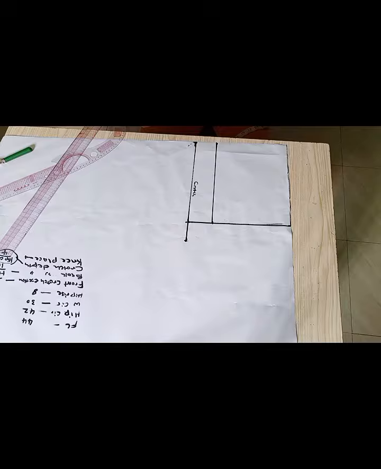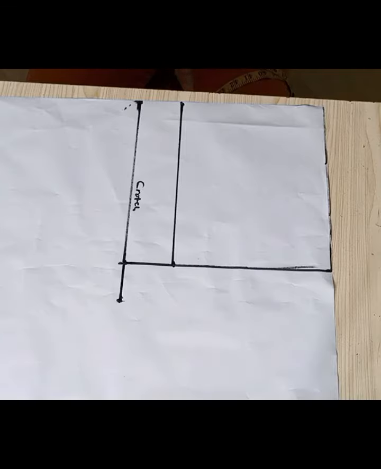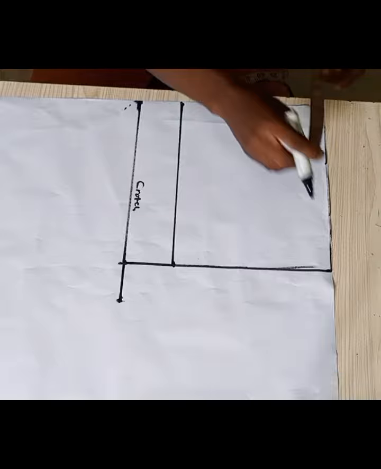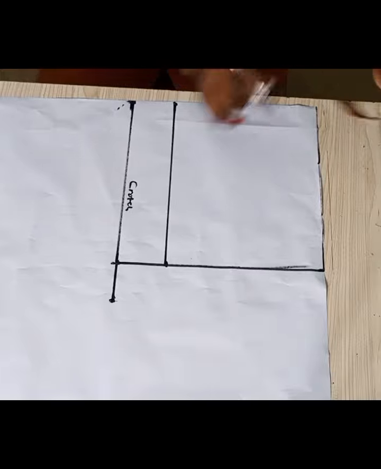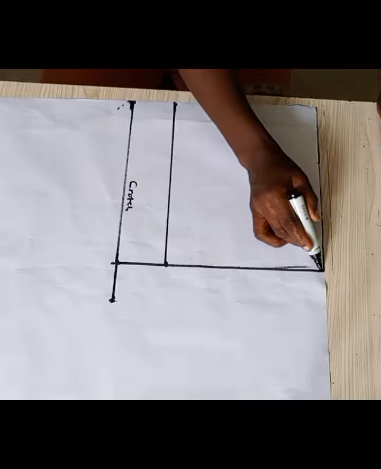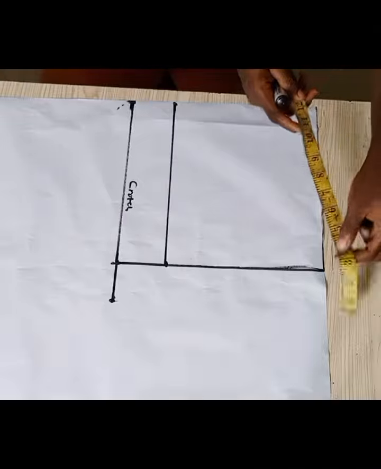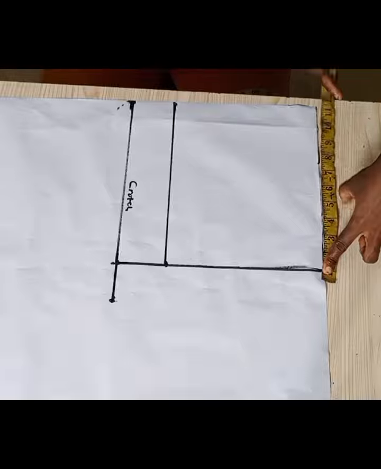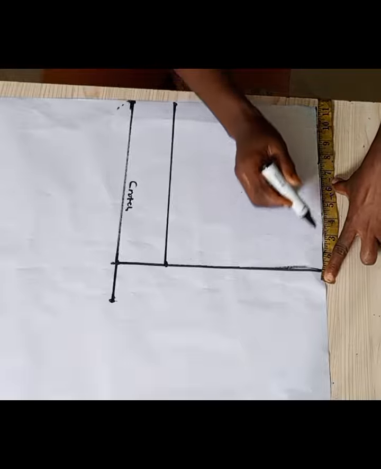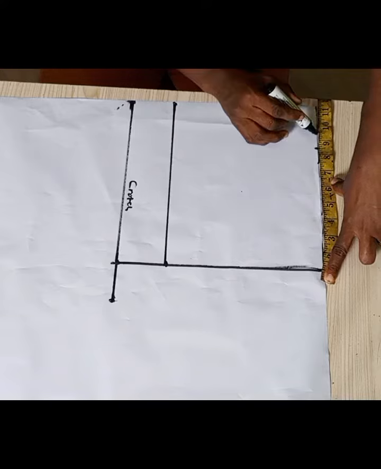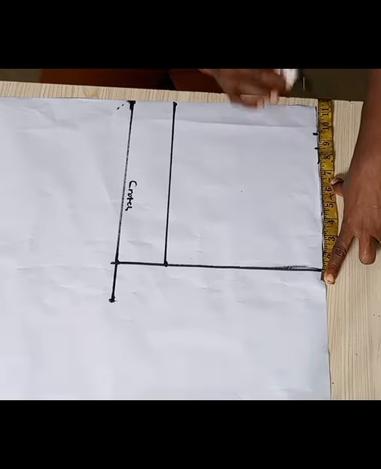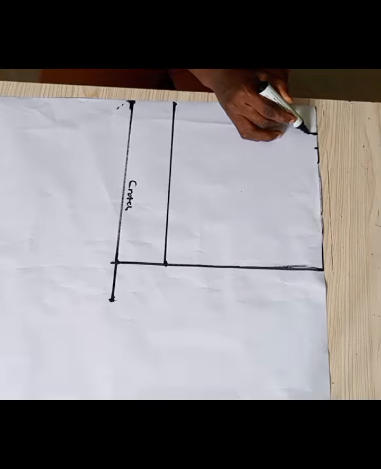Now we want to insert our waist circumference measurement. Waist circumference is 30. 30 divided by 4 is 7.5, right? So we'll be inserting that measurement from this line. You mark 7.5 backwards from this line. Okay, 7.5 brings us here. However, we'll be adding 1 inch dart intake. So you are marking 8.5.